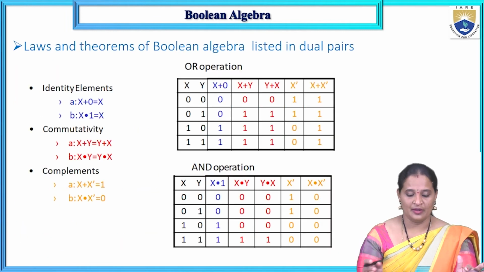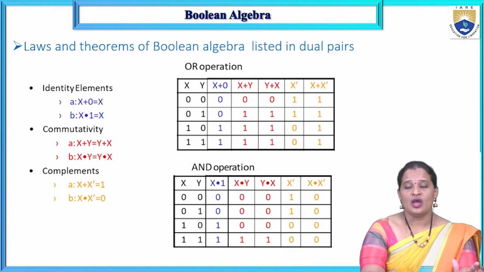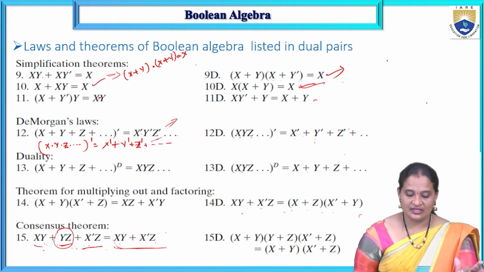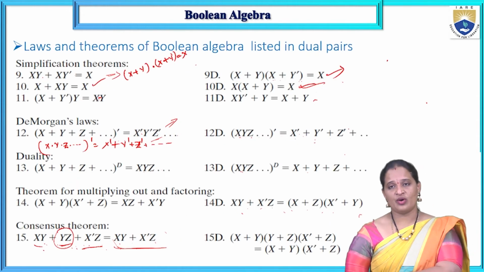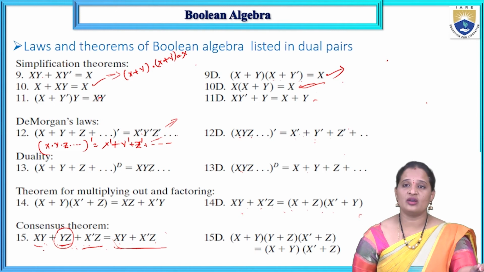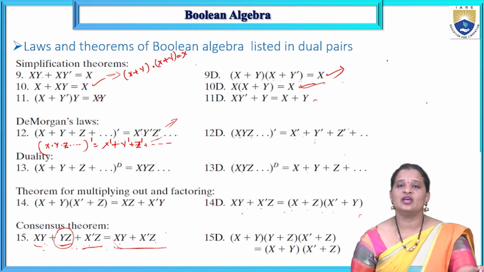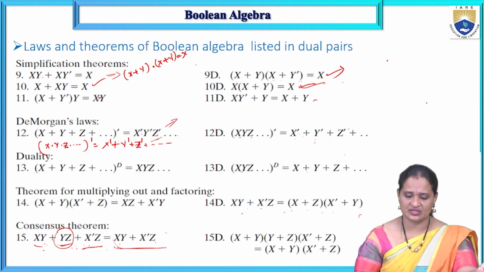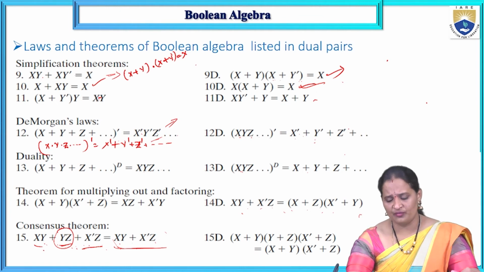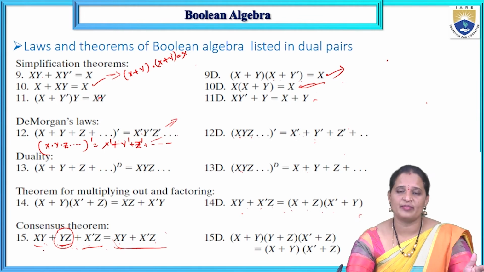Just be patient. Now, those are all the laws and theorems which we need to remember, and these are very much useful in simplifying the Boolean expression. Why do we need to simplify the Boolean expression? In order to reduce the complexity of the logic circuit.